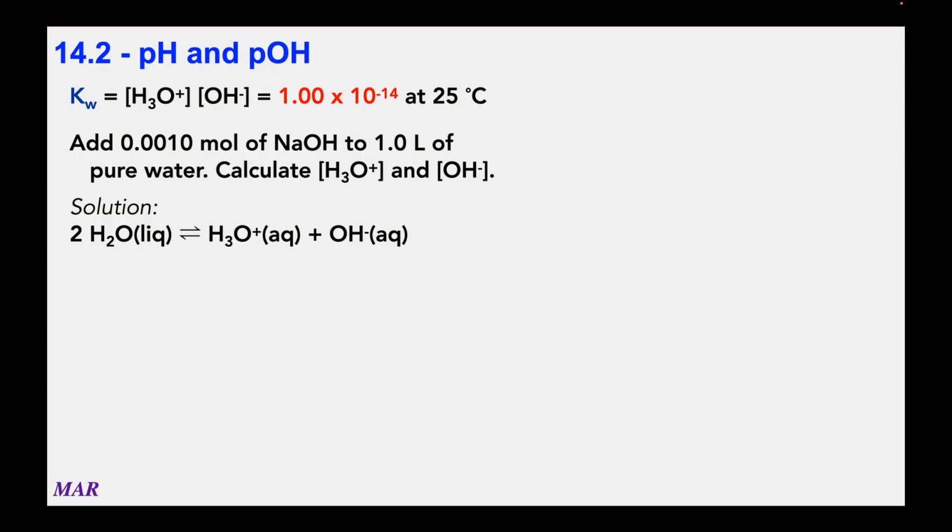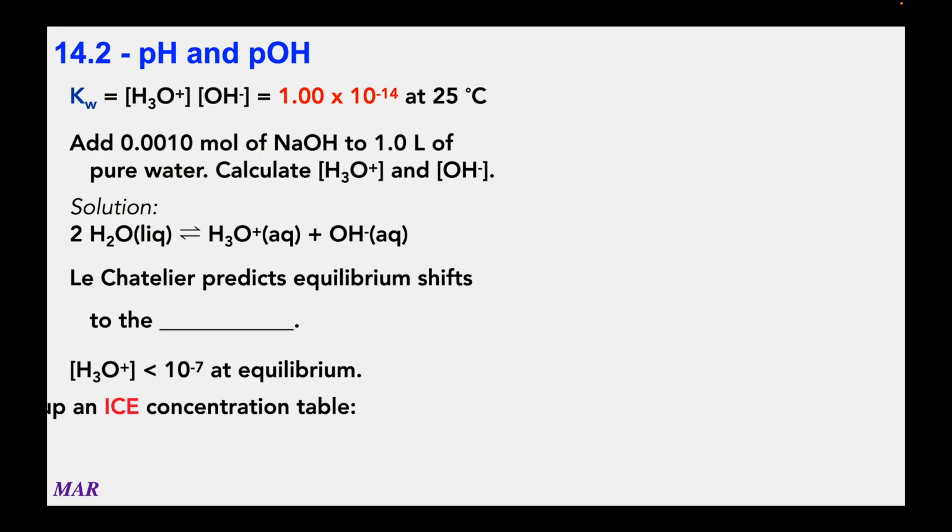Now, the reaction we're looking at is 2 waters going to hydronium and hydroxide. By Le Chatelier's principle, if we started adding in hydroxide, a product, we would predict that the reaction would shift to the left, to the side with the liquid. So what that means is your hydronium concentration is going to go down. This will be less acidic because you have less hydronium, and the reaction will shift to the left.